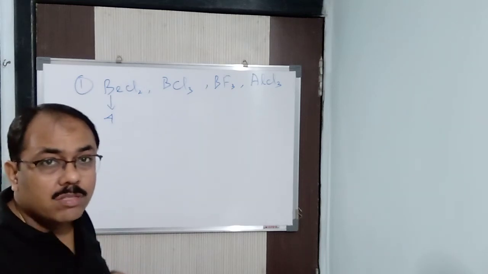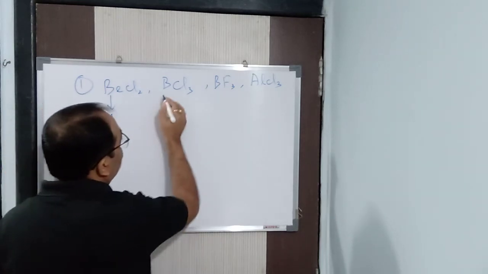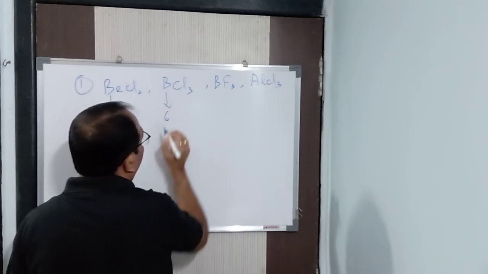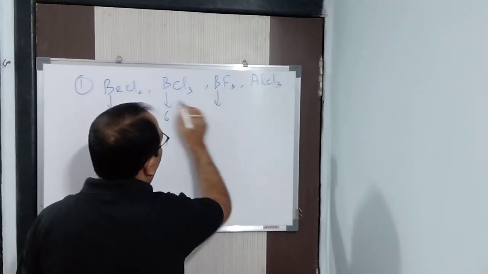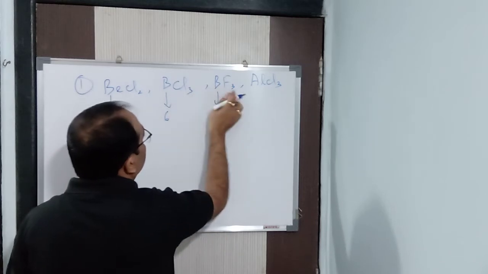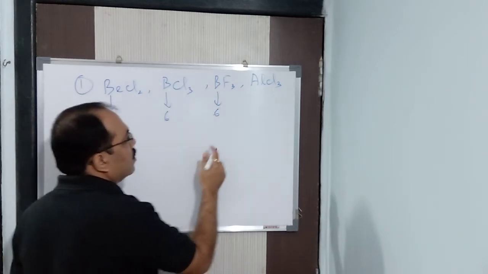Boron. After beryllium, boron. Boron has 3 electrons in the outermost shell. It shares 3 electrons from 3 chlorine. In total it has 6. Same thing with BF3. BCl3 and BF3 are both the same, aren't they? So same halogens. It has 6.